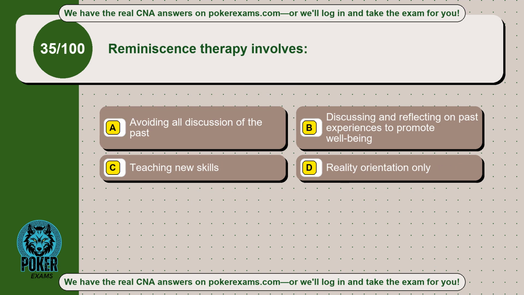Question 35. Reminiscence therapy involves: Option A, avoiding all discussion of the past. Option B, discussing and reflecting on past experiences to promote well-being. Option C, teaching new skills. Option D, reality orientation only.